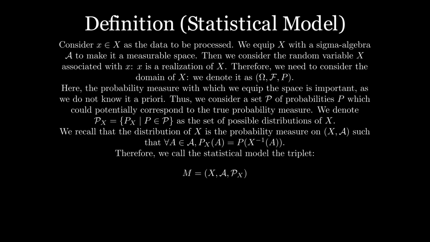A statistical model consists of data points, a set of rules for measuring them, and a set of possible distributions. Let's consider a patient and their recovery. The patient either recovers or doesn't, leading us to use a Bernoulli distribution. Our statistical model includes the possible outcomes, recovery or not, and the probability of each.